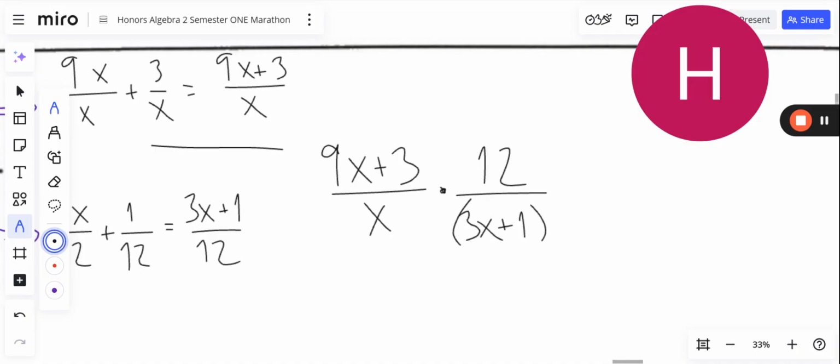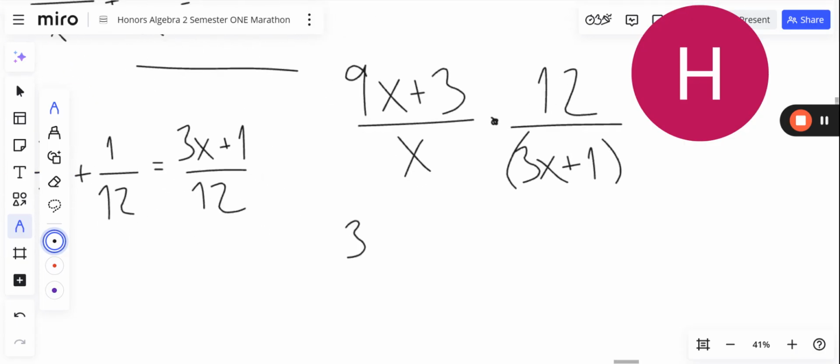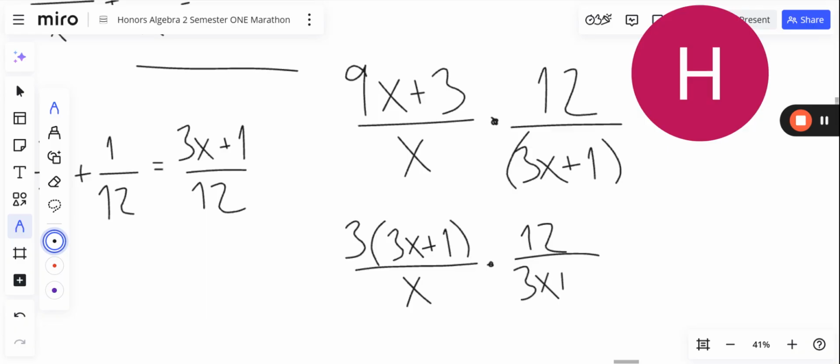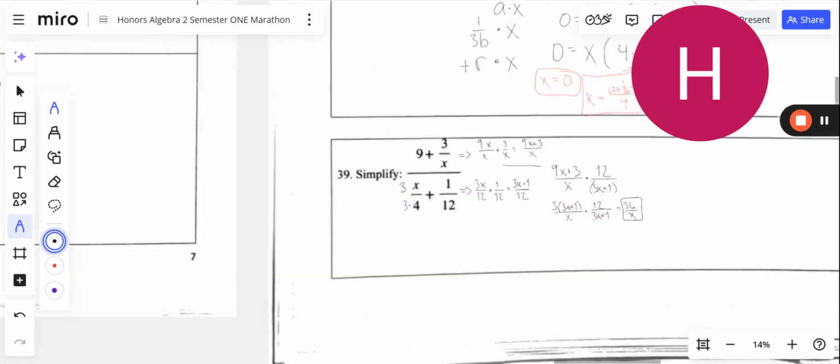And it might seem like nothing really cancels there, but actually something does cancel there. We can factor out the 3 from the top of that fraction, and it's going to cancel really nicely with the 3x plus 1 that we now have in the denominator. So we end up with just 3 times 12, or 36 over x. Interesting.